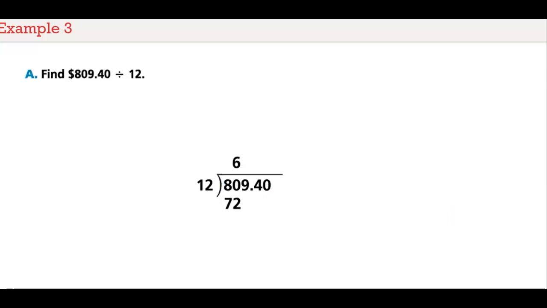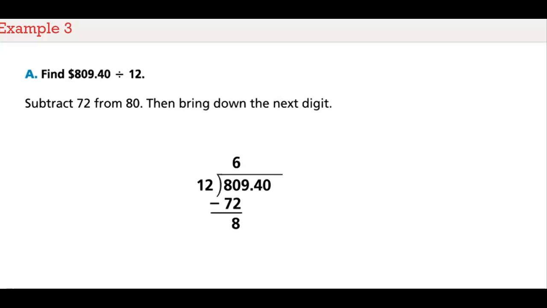The next step is to subtract 72 from 80. Write the difference, which is 8. Now bring down the next digit from the dividend, which is 9. Repeat the same steps as many times as needed to complete the division problem.